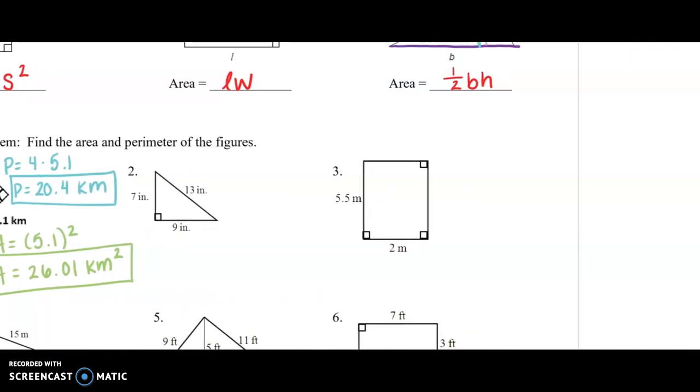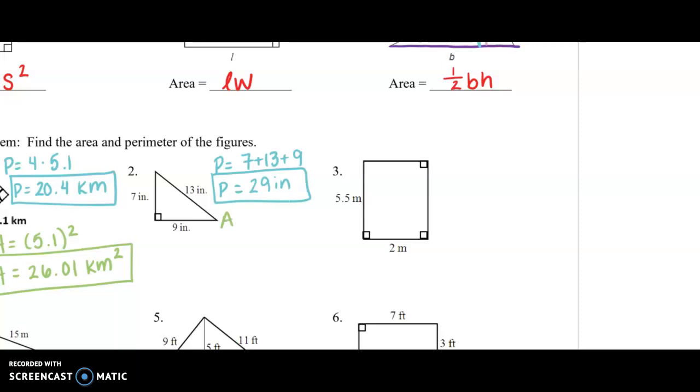For number 2, we have a triangle, so for the perimeter, we're just going to add up the 3 sides, so that will be easy. It's going to be 7 plus 13 plus 9. So my perimeter, 7 plus 13 is 20, plus 9 is going to be 29 inches. That's the unit they're giving us.